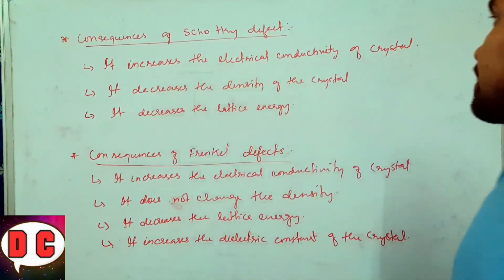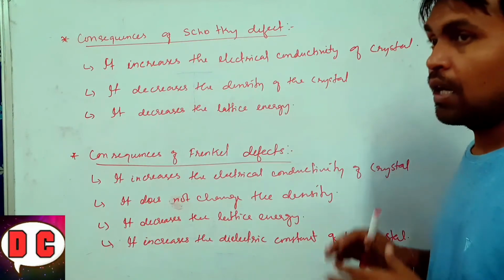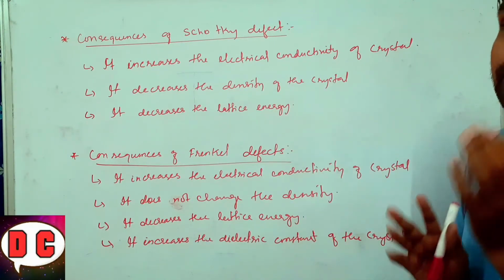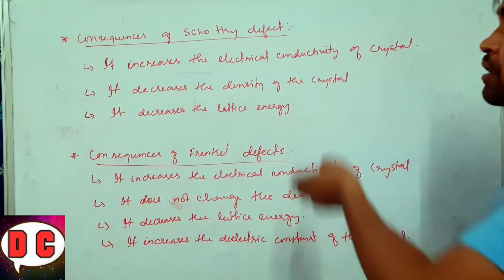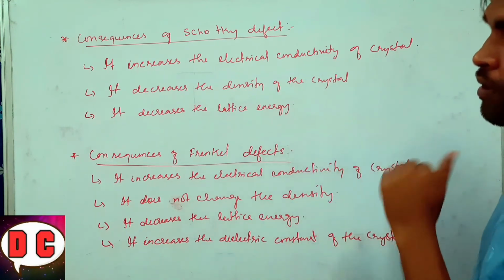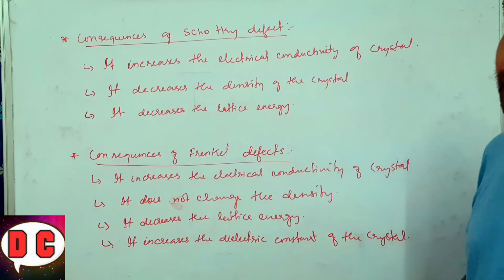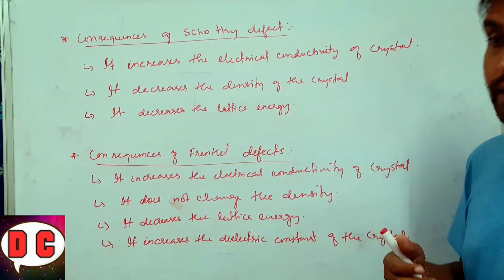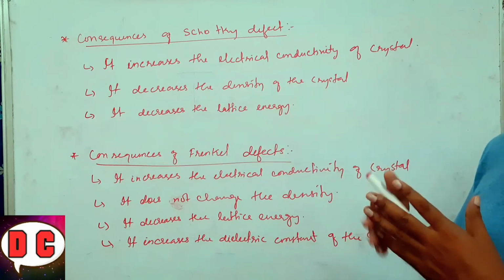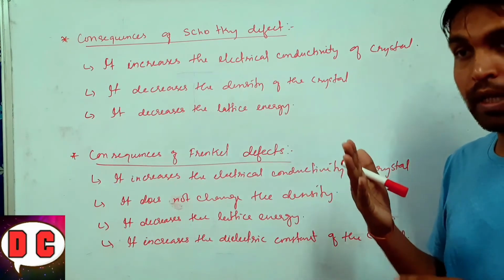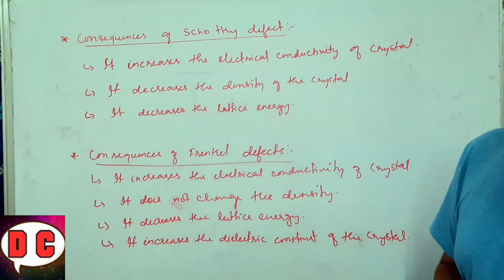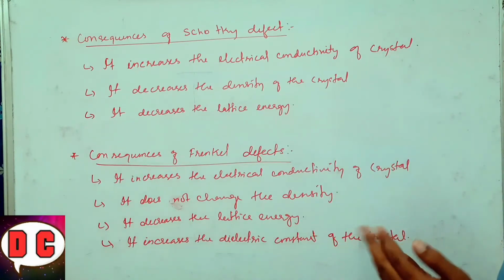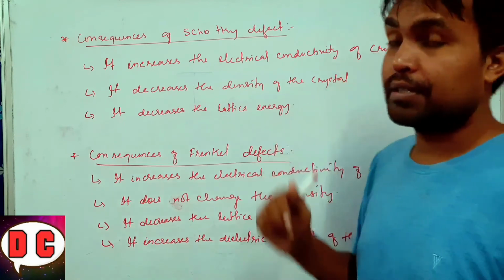It increases the electrical conductivity of a crystal. How does it increase? Because it generates a hole, and that hole is useful in carrying the charge. So that's why the electrical conductivity of the crystal will increase. Why? Because this defect generally arises when some of the atoms or the ions are missing from their lattice site, right? So that absence will generate holes, and those holes will help in conducting the electricity well.